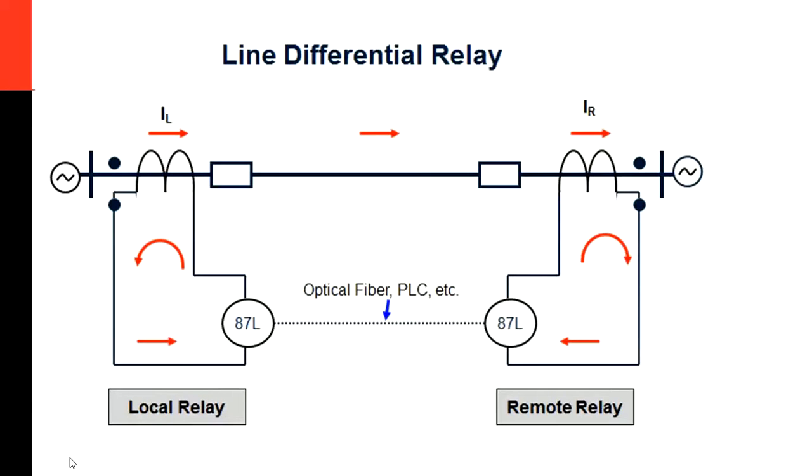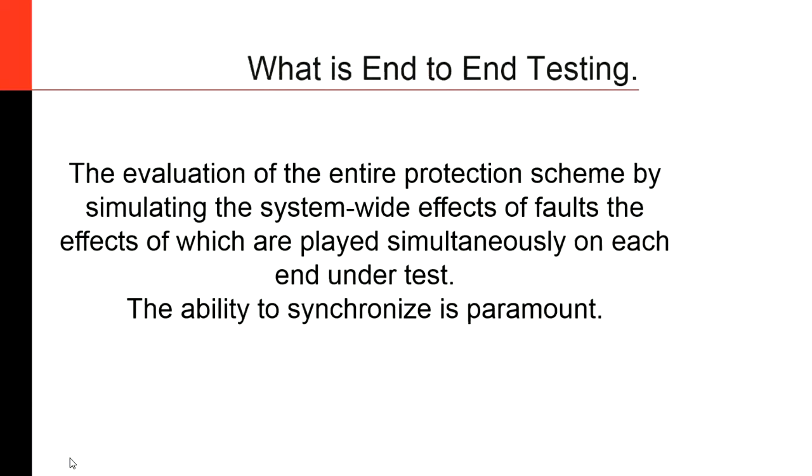The only way to ensure the proper testing of such a scheme is to apply signals at the same time on the relays, and of course evaluate whether both those relays acted properly or not.